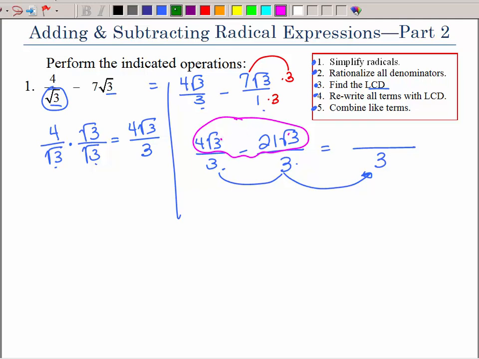They both have the same radical, which means they are like terms, so I keep the square root of 3, and then I do 4 minus 21, which is a negative 17. I know that looks scary, but it's really not that bad. Let's look at a few more examples.